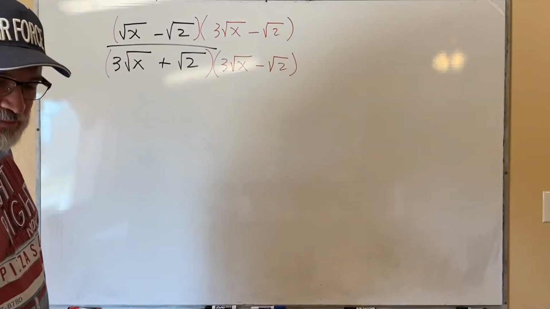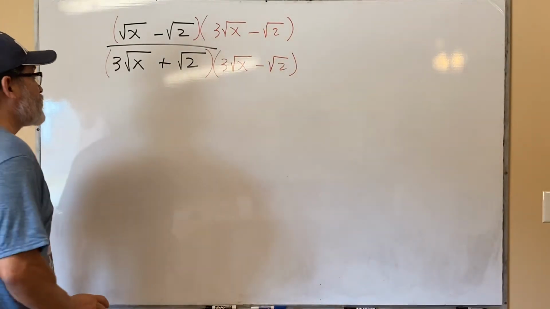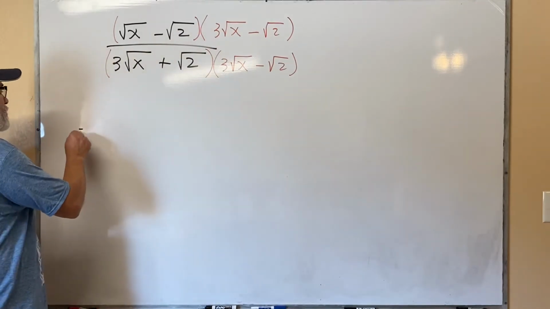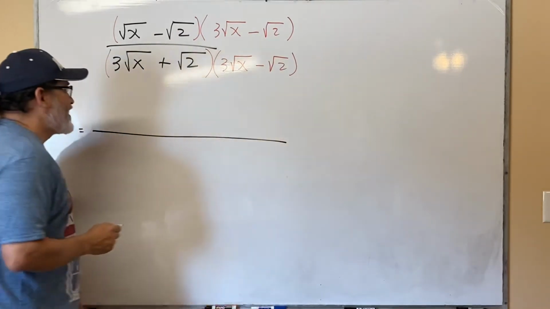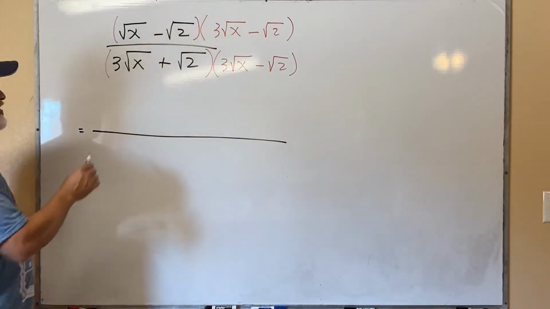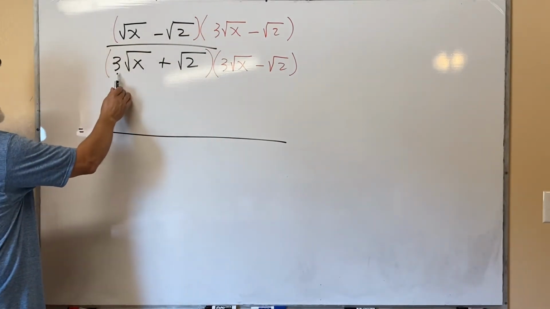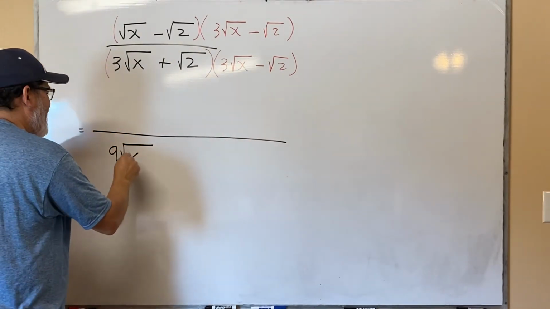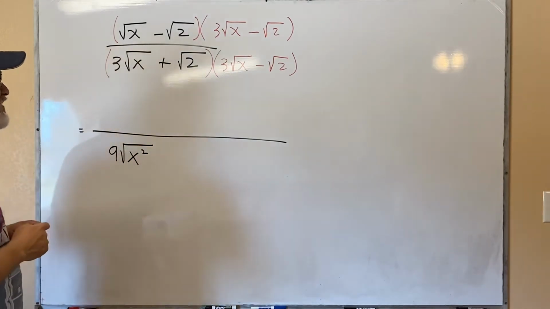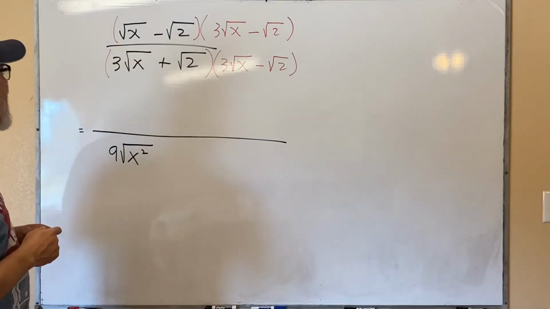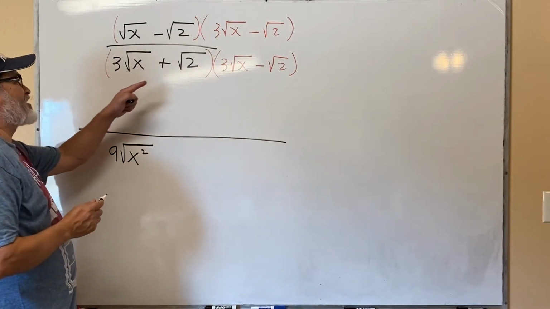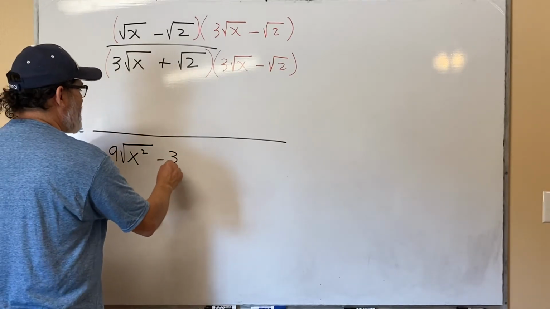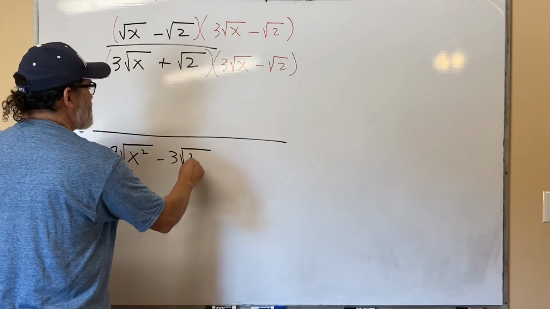Okay. And now we are going to FOIL. Let's do the denominator first. 3 the square root of x times 3 the square root of x is 9 the square root of x squared. That's first. Outer. 3 the square root of x times negative the square root of 2 is going to be what? Negative 3 the square root of 2x.